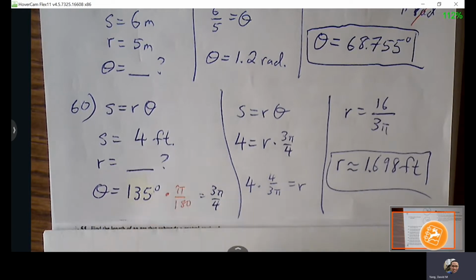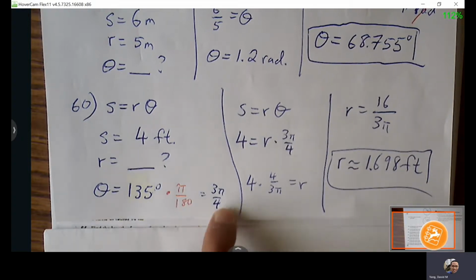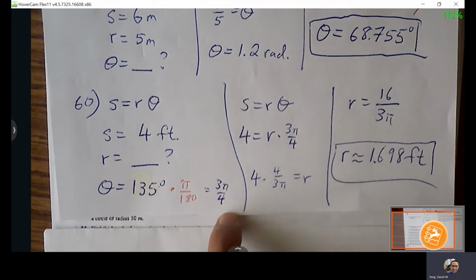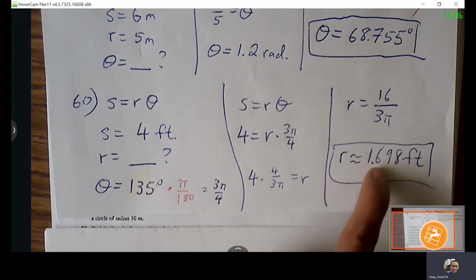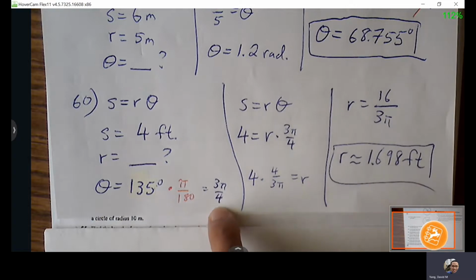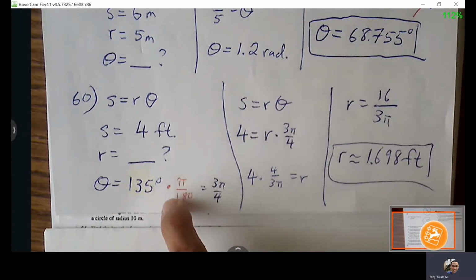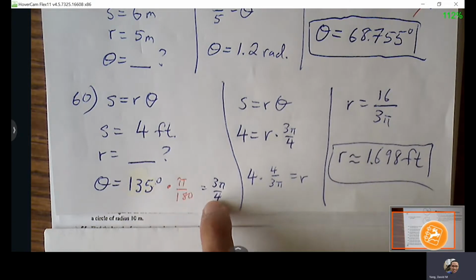So I need to multiply by pi over 180. I left it in exact value, but you could have a decimal value here. I just tend to like to have exact values and then save it until the end, just to gain a little bit more accuracy with the decimals. So I left it as 3 pi over 4. I reduced this 135 over 180 to be 3/4.